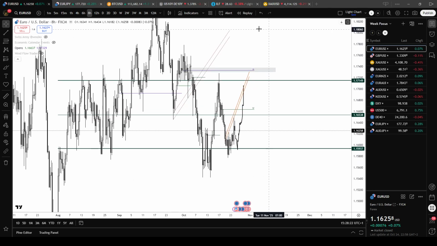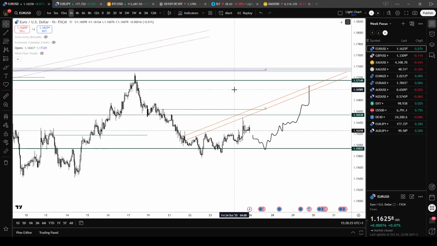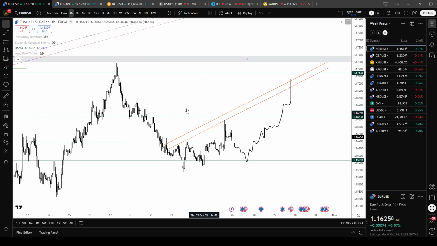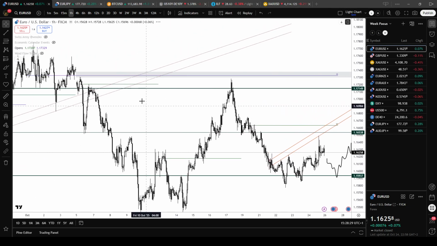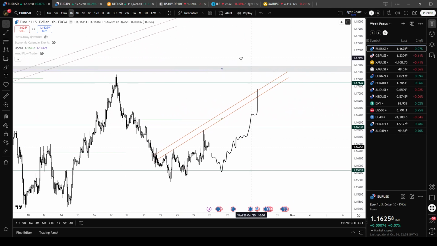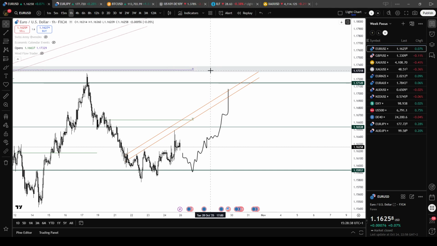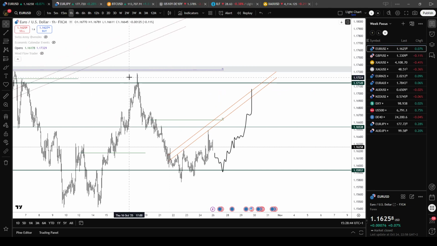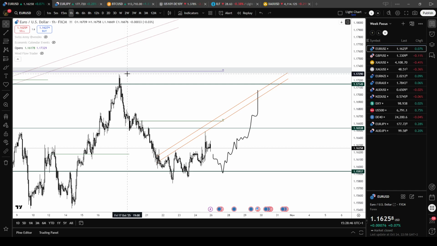So let's go into the H1. Bear in mind that we still have an open gap at this area. This is the gray box, which lines up with the October monthly open. So that is a magnet for price. We quite didn't get to fill that gap here. We came very, very close to closing it.